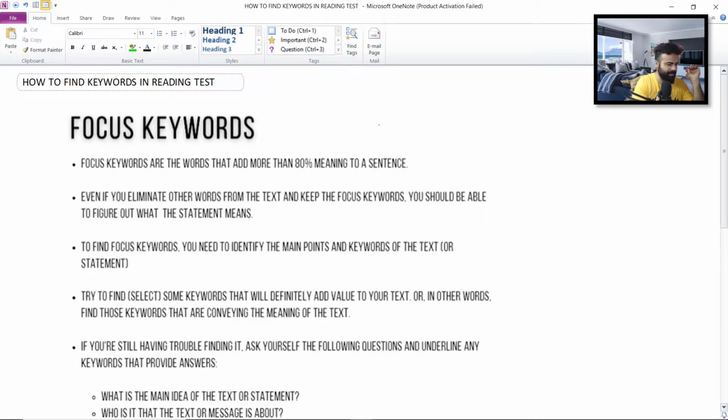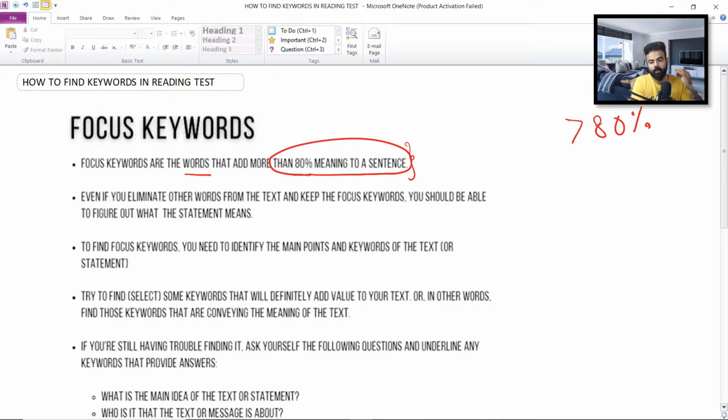All right, now to understand this technique, let's first understand what focus keywords are. A very simple definition I have for you: keywords are the words that add more than 80% meaning to a sentence or to a statement, right? So these keywords are defined as simply as I can. Focus keywords are the words that add more than 80% meaning to a statement.